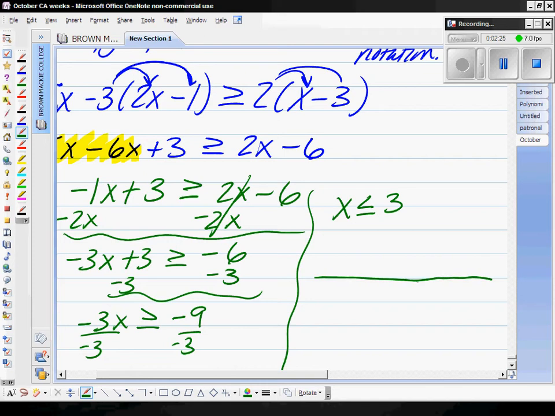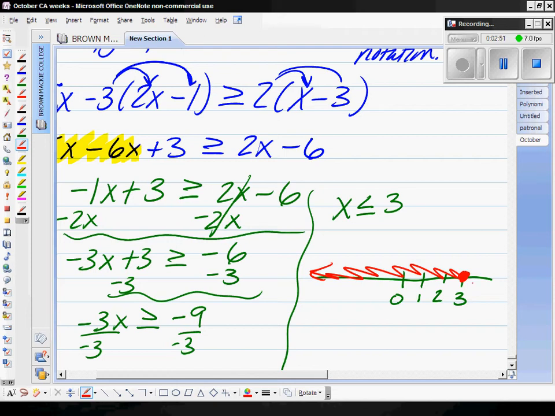So I set up a number line where this will be 0, this is 1, this is 2, this is 3. So according to the inequality, it is less than or equal to, right? So that means I am a closed interval at 3, and I shade everything to its left.